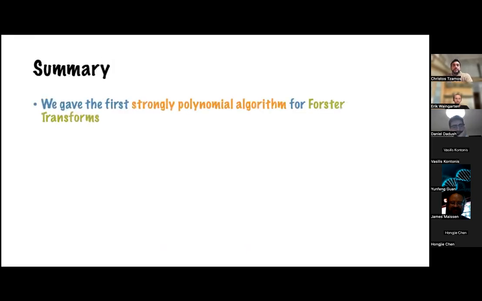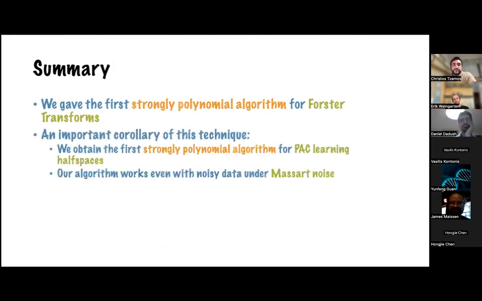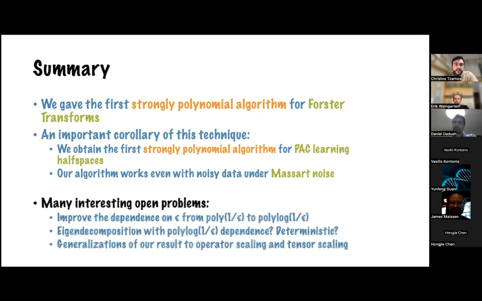So in summary, we gave the first strongly polynomial time algorithm for computing Forster transforms. As an important corollary of this technique, we obtained the first strongly polynomial time algorithm for PAC learning halfspaces. Somehow this was unintuitive to us because we thought this was impossible because of the connection to linear programming. In fact, our algorithm works even when the labels of all the points are noisy. There are many interesting open questions from our work.